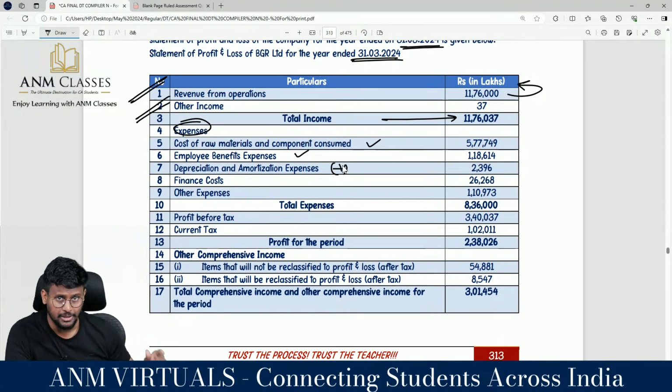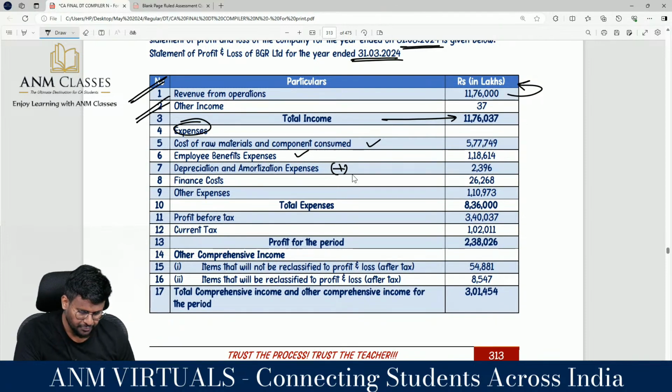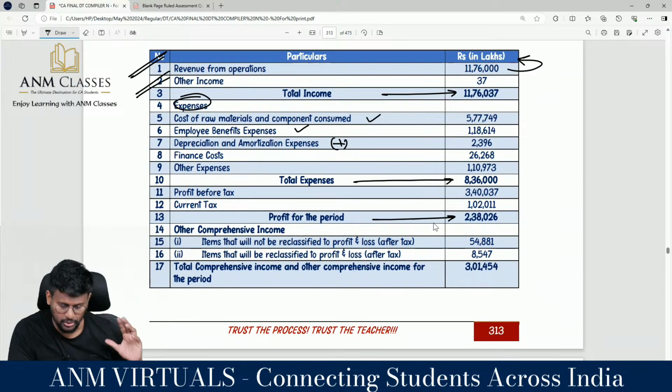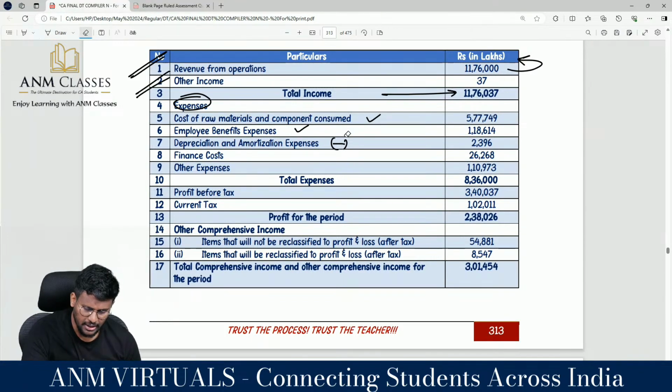Normally we will add back depreciation debited to the P&L account, and depreciation excluding revaluation we will reduce. Finance cost, other expenses, they have given total expenses. Profit before tax, current tax, profit for the year, basically net profit for the year. So after finding the net profit for the year, as per the presentation, they are showing the OCI.